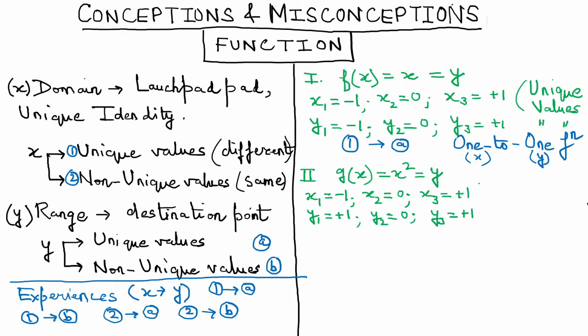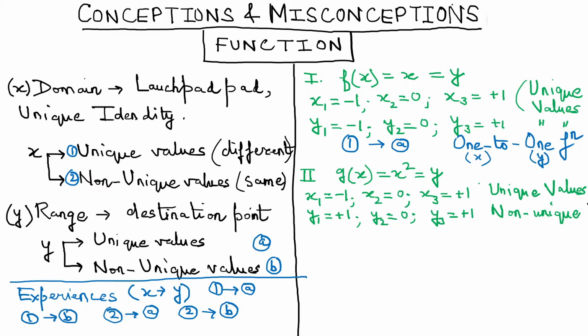This experience is you're taking unique values for the domain, but the range has non-unique values as well. I repeat, the range is non-unique. Even if I know that range has 0 also, it has 1 also, it will have 4 also, but you'll have at least one pair of domain values giving the same range, at least one pair.